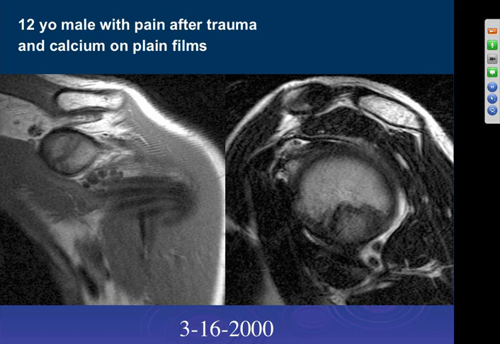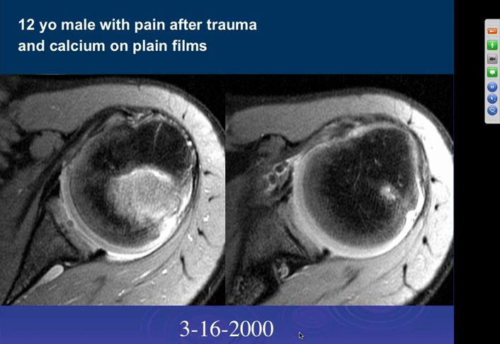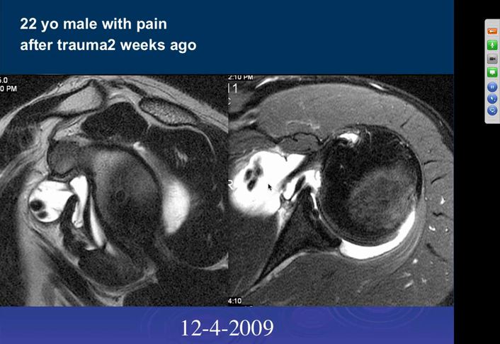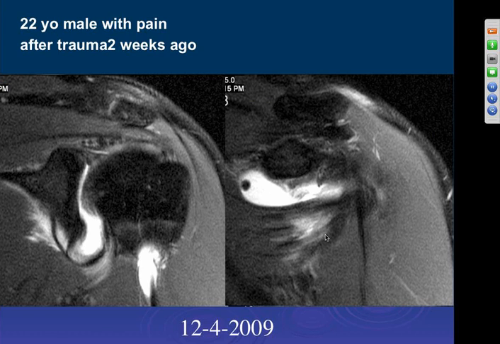A 12-year-old with pain after trauma and calcium on plain films. Coronal and sagittal images of the shoulder demonstrate intraarticular loose bodies. Trauma and pain, okay. So synovial, and this is 2009, so this was before. Oh, okay, so we're seeing some more loose bodies there. So yeah, synovial osteochondromatosis would be the diagnosis, and that's a big effusion as well.